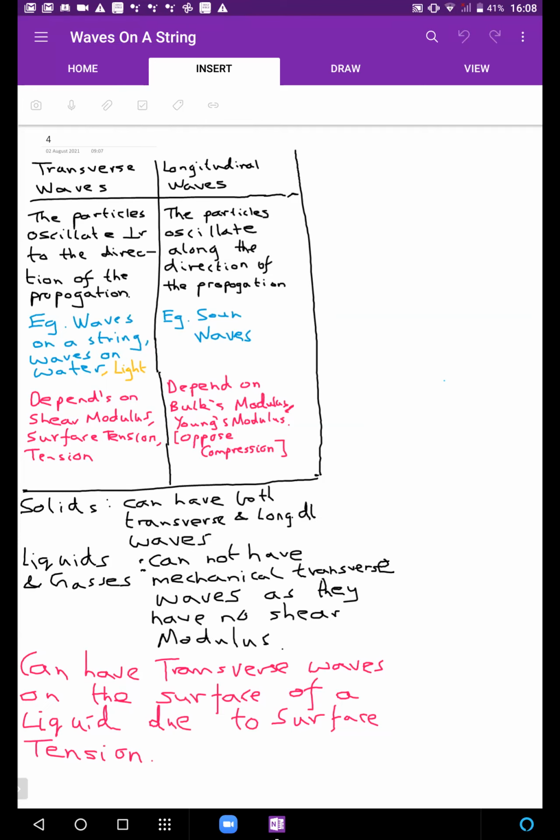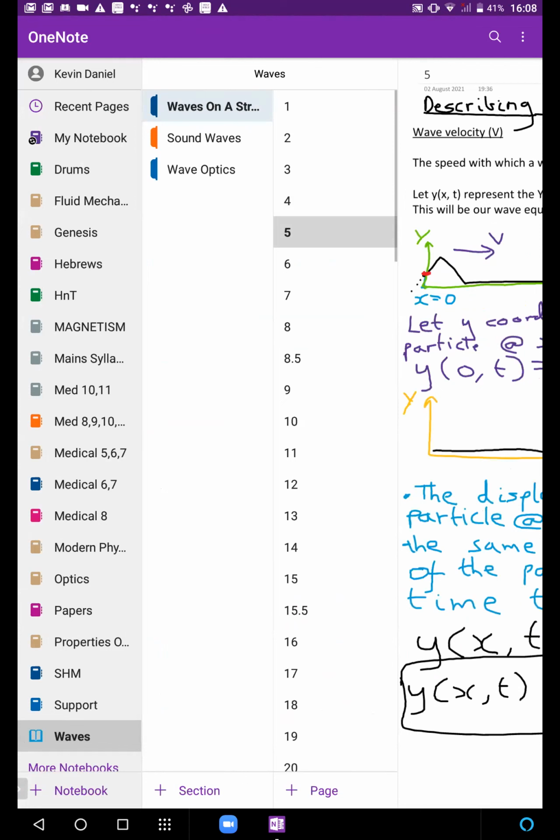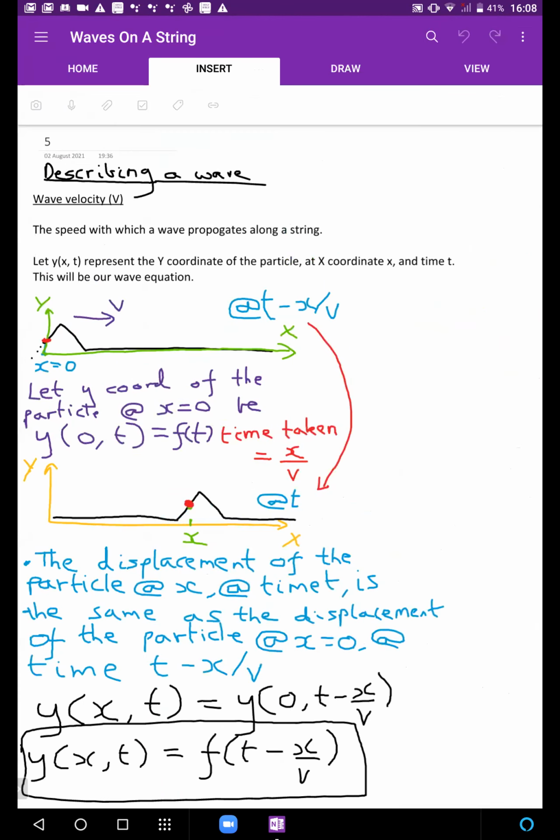Solids, as you know, can have transverse and longitudinal waves. Liquids can have only transverse waves on the surface, but otherwise they cannot have any transverse waves through them because they don't have any shear modulus. But all of them have longitudinal waves, as you know. Sound travels through all of them.